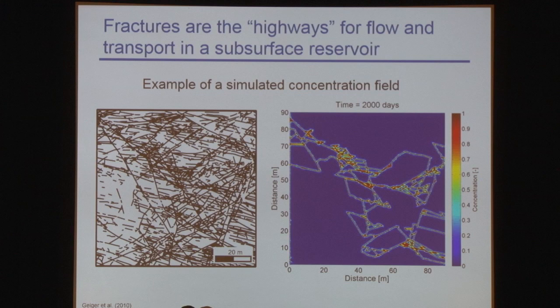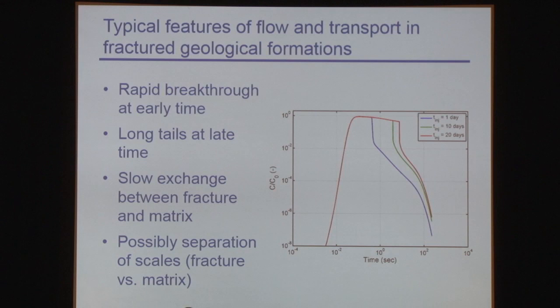So you have a high concentration of tracer, of your contaminant, of your CO2 in the fractures, and a low concentration in the matrix. The only process that really, in this particular example, exchanges fluid mass and dissolved components between the fractures and the rock matrix would be diffusion, which is orders of magnitude slower than the transport through the fractures. What this leads to is a typical flow and transport behavior in fractured geologic formations. On your left-hand side, you see again results from a numerical simulation. We've injected a pulse of tracer into a fractured formation. Again, we have discretized both the fractures and the rock matrix. We injected this tracer for 1 day, for 10 days, and for 20 days.